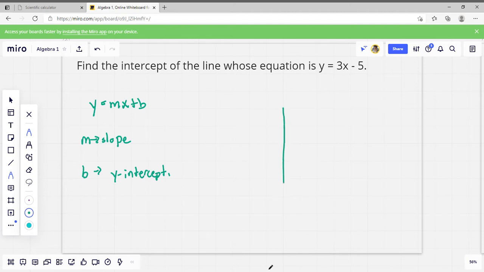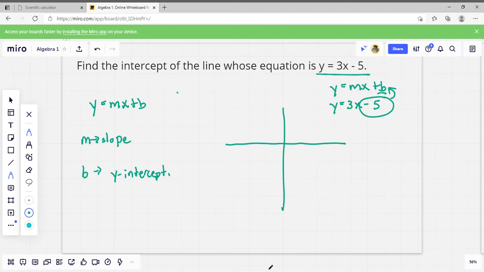So if we have our coordinate plane, and our formula for a line is y equals mx plus b, our line is y equals 3x minus 5. This last number right here, this minus 5, coincides with this b. It's in the same place as the b. Okay? It's not multiplied by x or y. It's just by itself. That is what's called our y-intercept. So our y-intercept for this line is negative 5.